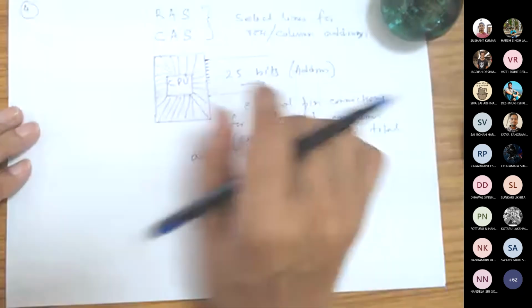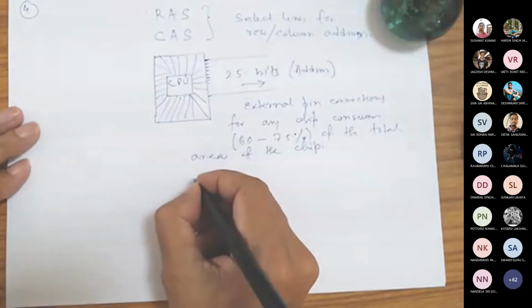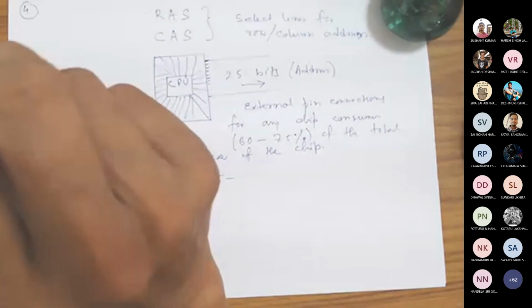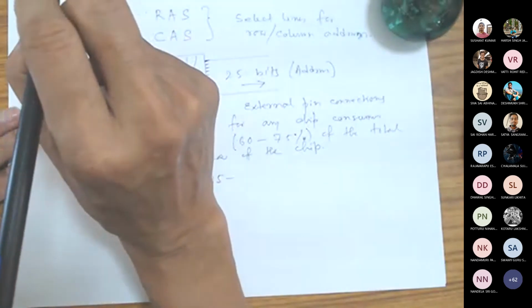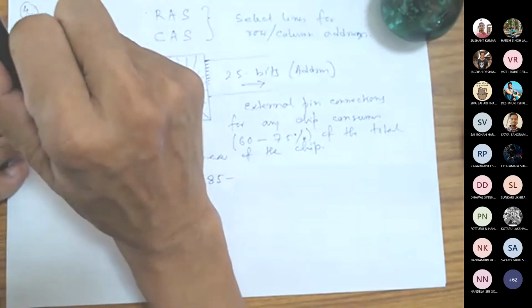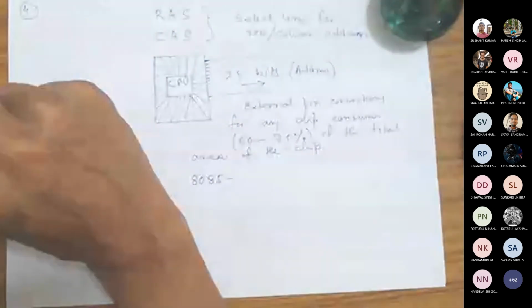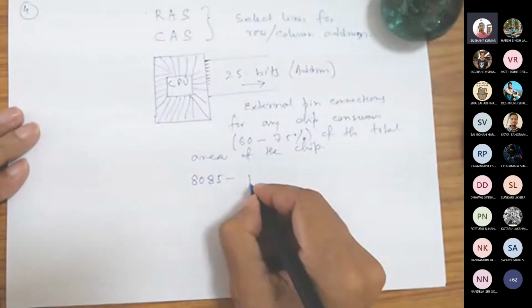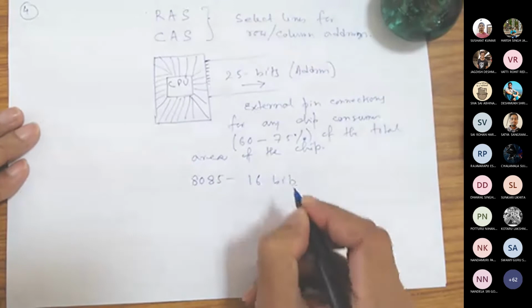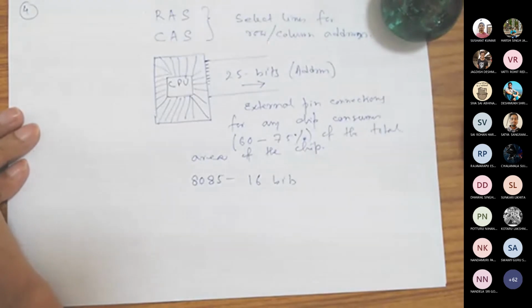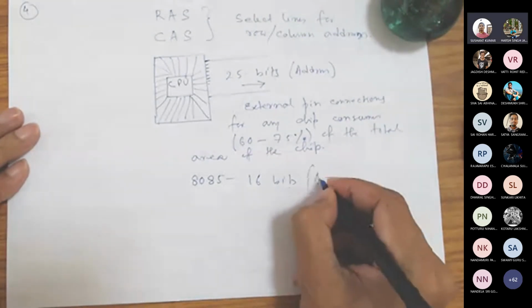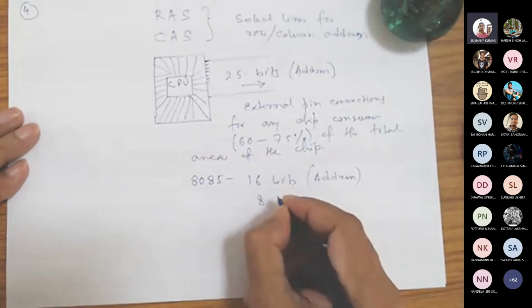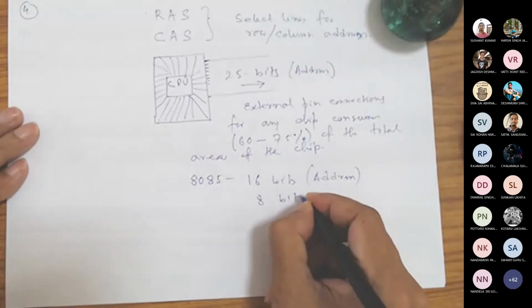Even if you look into the 8085, how many address bits are there in 8085? Can someone tell me? 16. 16 bit. How many data lines? 8 bits. 1 byte.